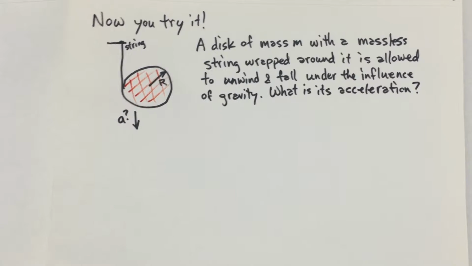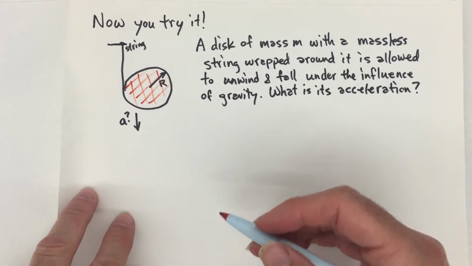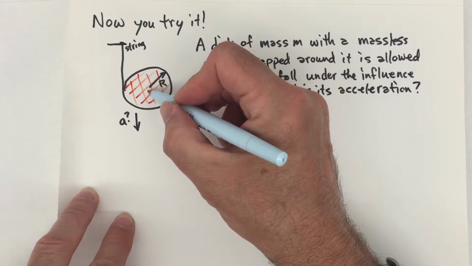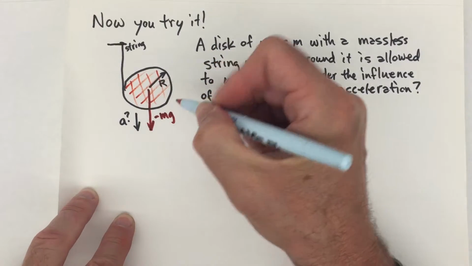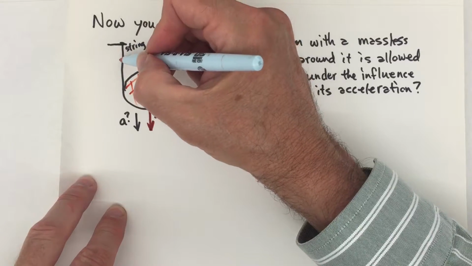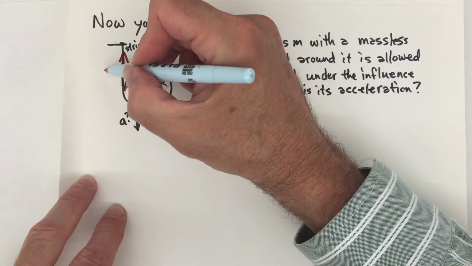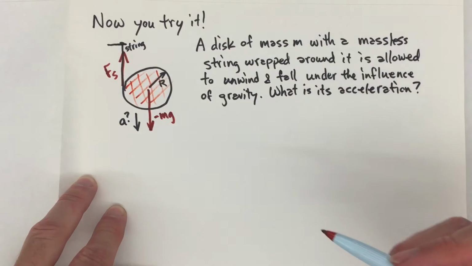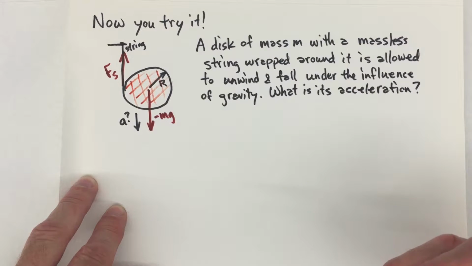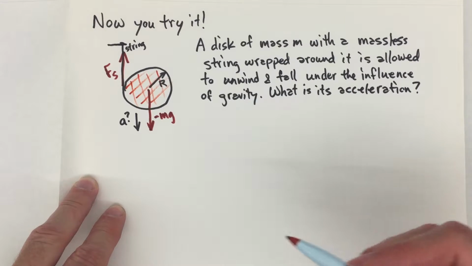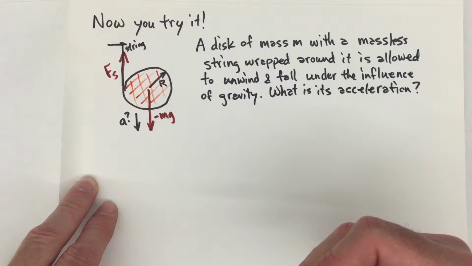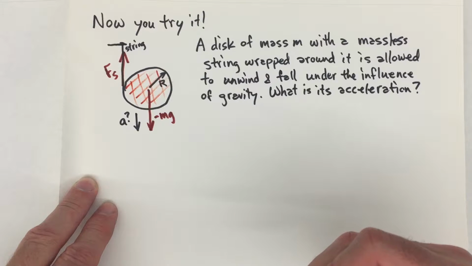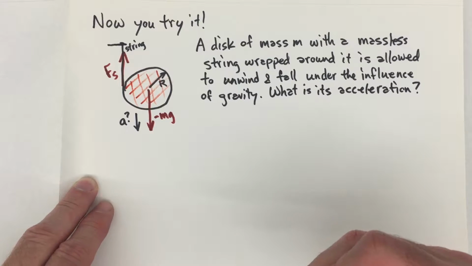You should have found that the two forces acting here were the force of gravity, which is minus mg, and the force of the string, which is unknown to us. So those are the two forces that are acting on this. In terms of torques, only the force of the string is acting off-center to this body, so that's the only one that's supplying a torque.